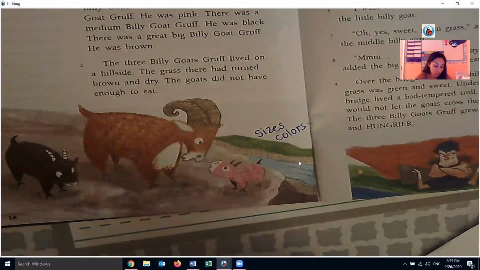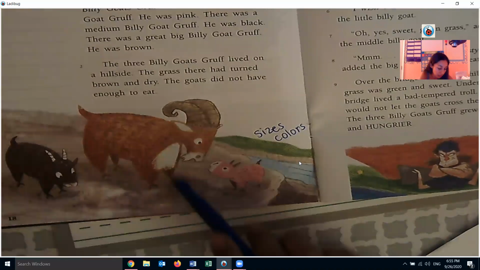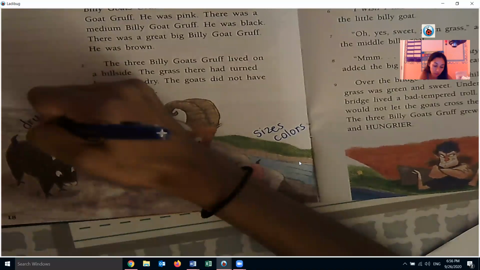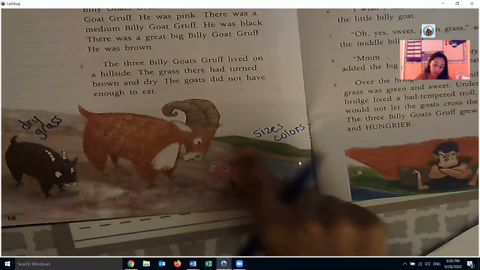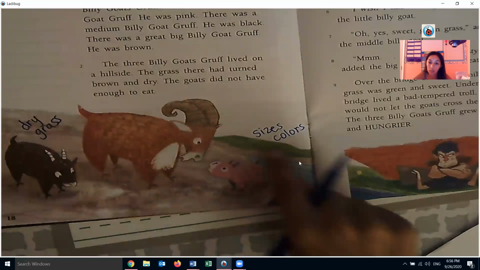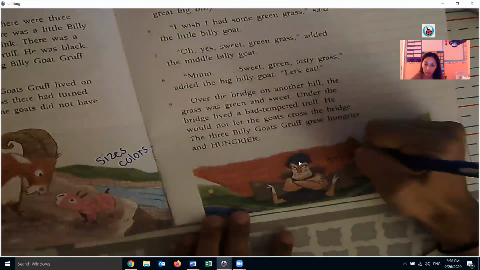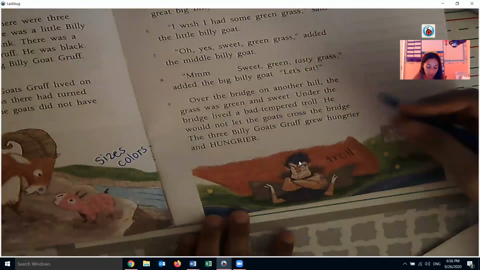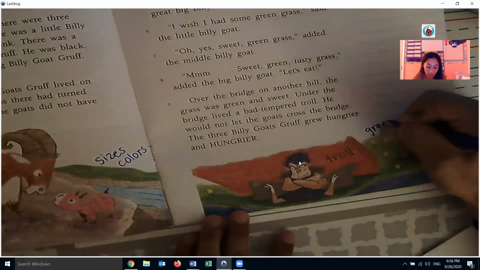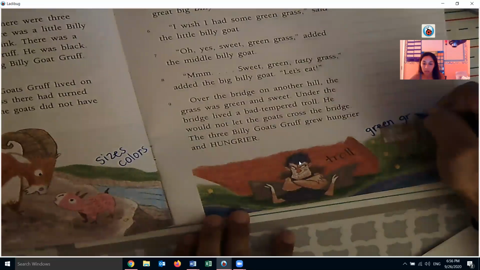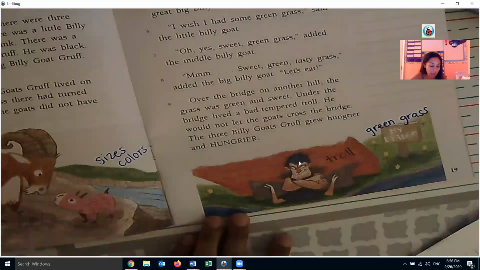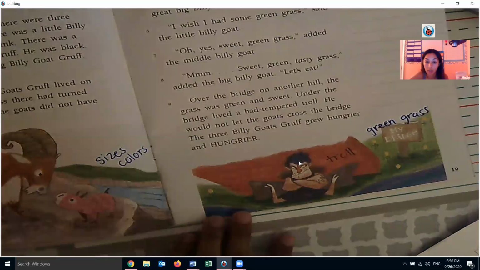I can also see the dry grass. It's just kind of dirt. And I can see over the grass on the other side does look nice and green. On this side here, I know now what the troll looks like. I can see, again, that green grass. And looking at the picture, kind of how it's described there, he looks bad-tempered. He looks kind of angry, like he's not just going to let whoever wants to cross over.